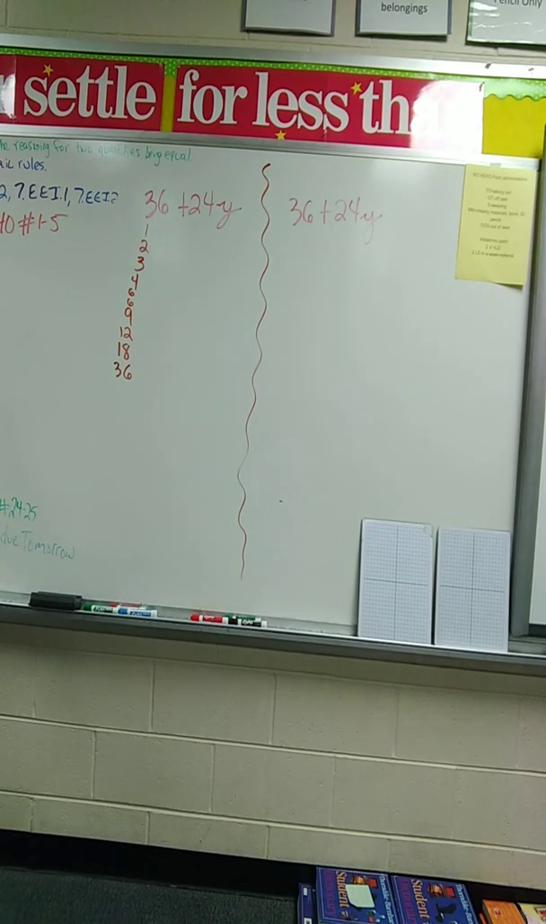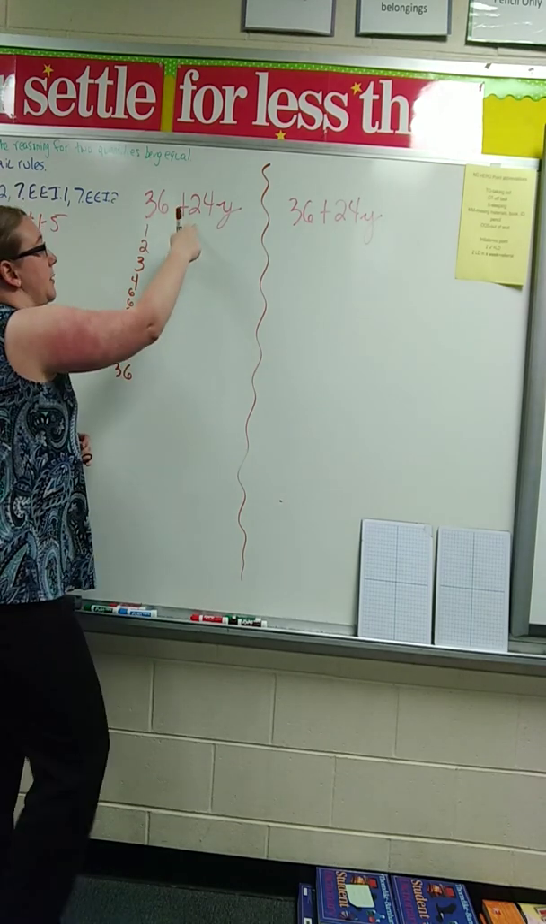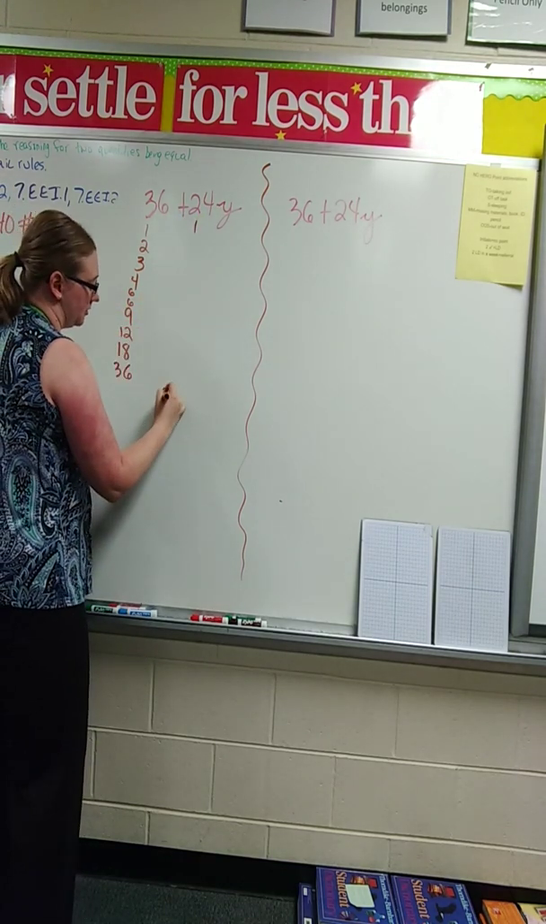Wait, but you only do 6 one time. We need the 6 twice because if 6 is our greatest common factor, we need 1 to circle and 1 to box. Okay? Alright, factors of 24 are 1 and 24, 2 and 12.